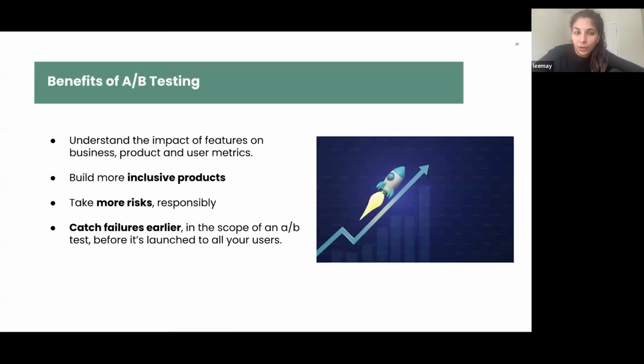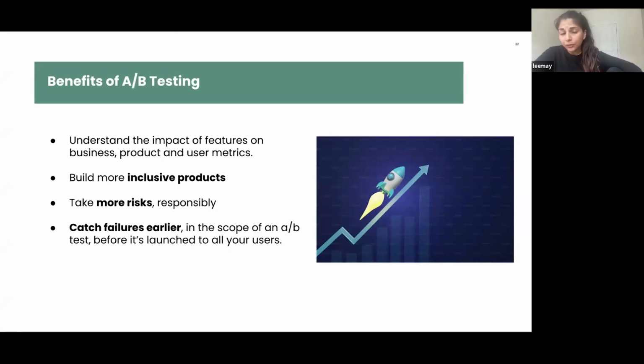All right, to continue on with that, benefits of A/B testing: understand the impact of a feature on business, product, and user metrics, build more inclusive products, take more risks responsibly. Because if you're developing a big change on a product and you want to understand the impact of it, you're only releasing it to a subset of users, and that's how you reduce risk. Instead of launching it to everyone, you're launching it to a portion of your users, and then measuring the impact.